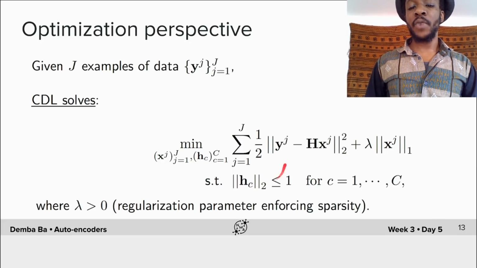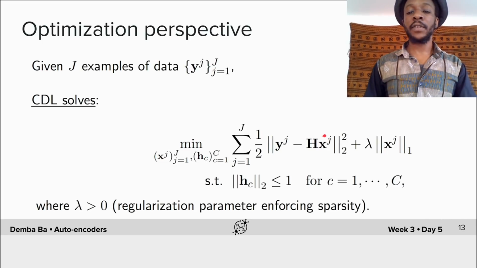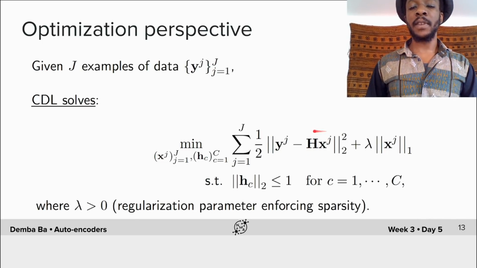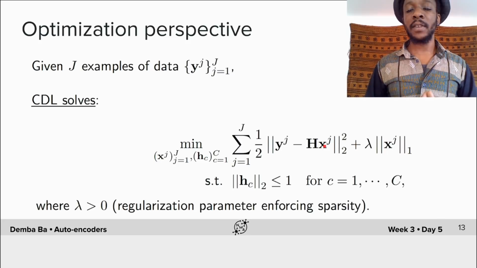We have this constraint here, which is to take care of scaling ambiguities, because you could scale h by some alpha and divide the codes by the same alpha and still get the same product. Now this is what people call a non-convex optimization problem because it involves the product of h and x. So the way people tackle this in practice is using a procedure called alternating minimization.